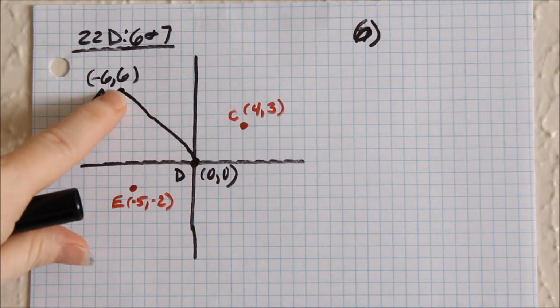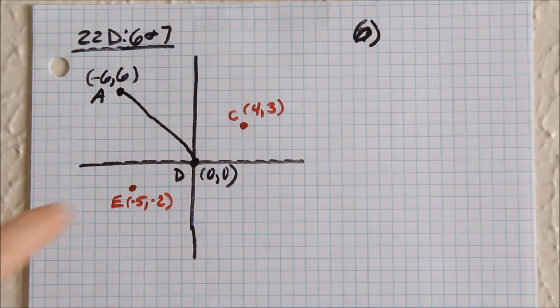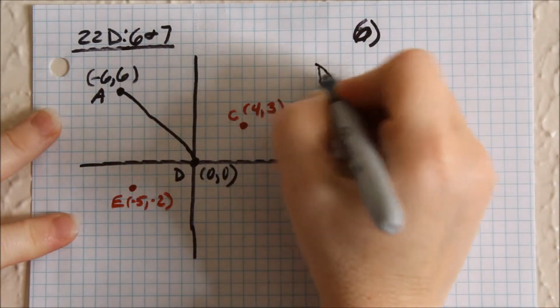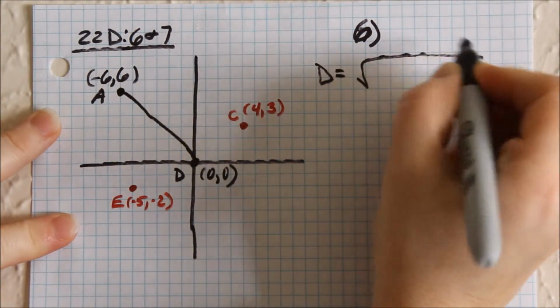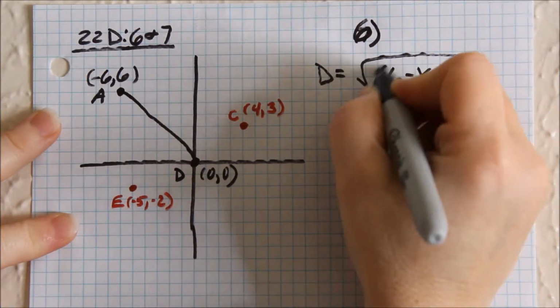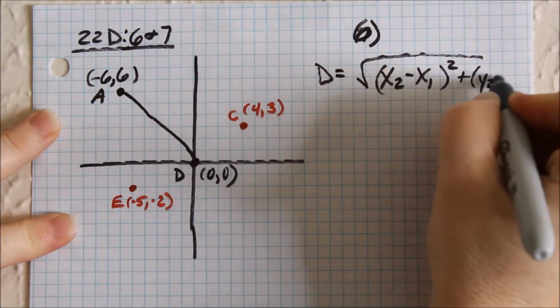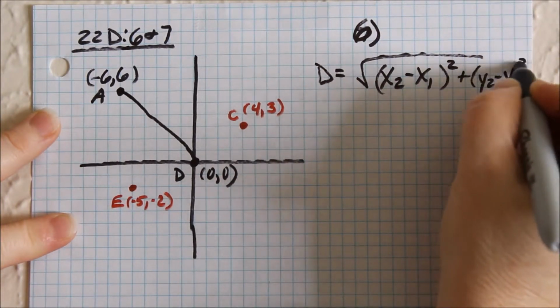So instead of going through the process of drawing a right triangle and calculating the legs and then determining the hypotenuse, we can just go straight to the distance formula. The distance formula is d equals the square root of the difference of my x's, so x2 minus x1 squared, plus the difference of my y's squared.